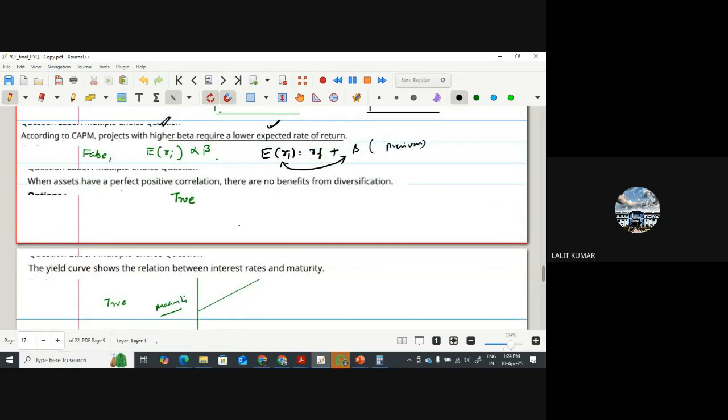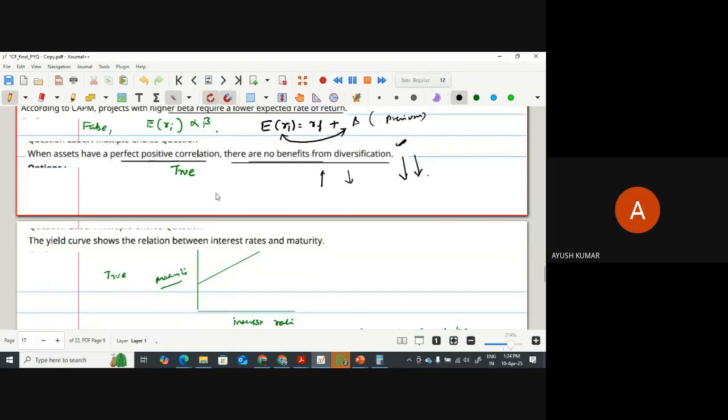When assets have perfect positive correlation, there are no benefits from diversification. This is true. This is from week 7 and week 8. If we have to diversify, we have to diversify in such a way that they should be negatively correlated, so that if one is going high, the second is going low. Otherwise, if they are positively correlated, both will go down simultaneously. So in case there is a perfect positive correlation, there are no benefits from diversification.